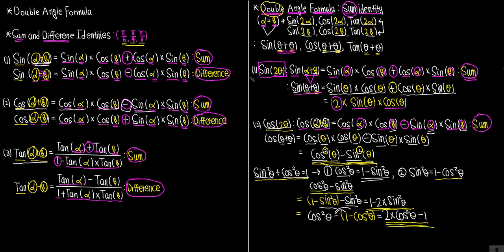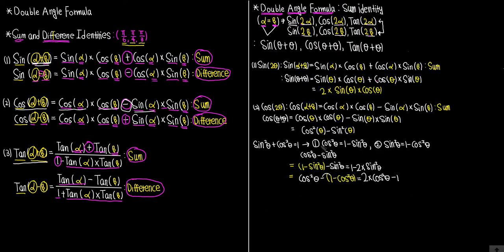So after finishing the work that we did for sine of 2 theta and the work that we did for cosine of 2 theta, let's think about the tangent of 2 theta. So I removed all the marks I made for the sine and cosine and cleared space for doing the tangent of 2 theta.